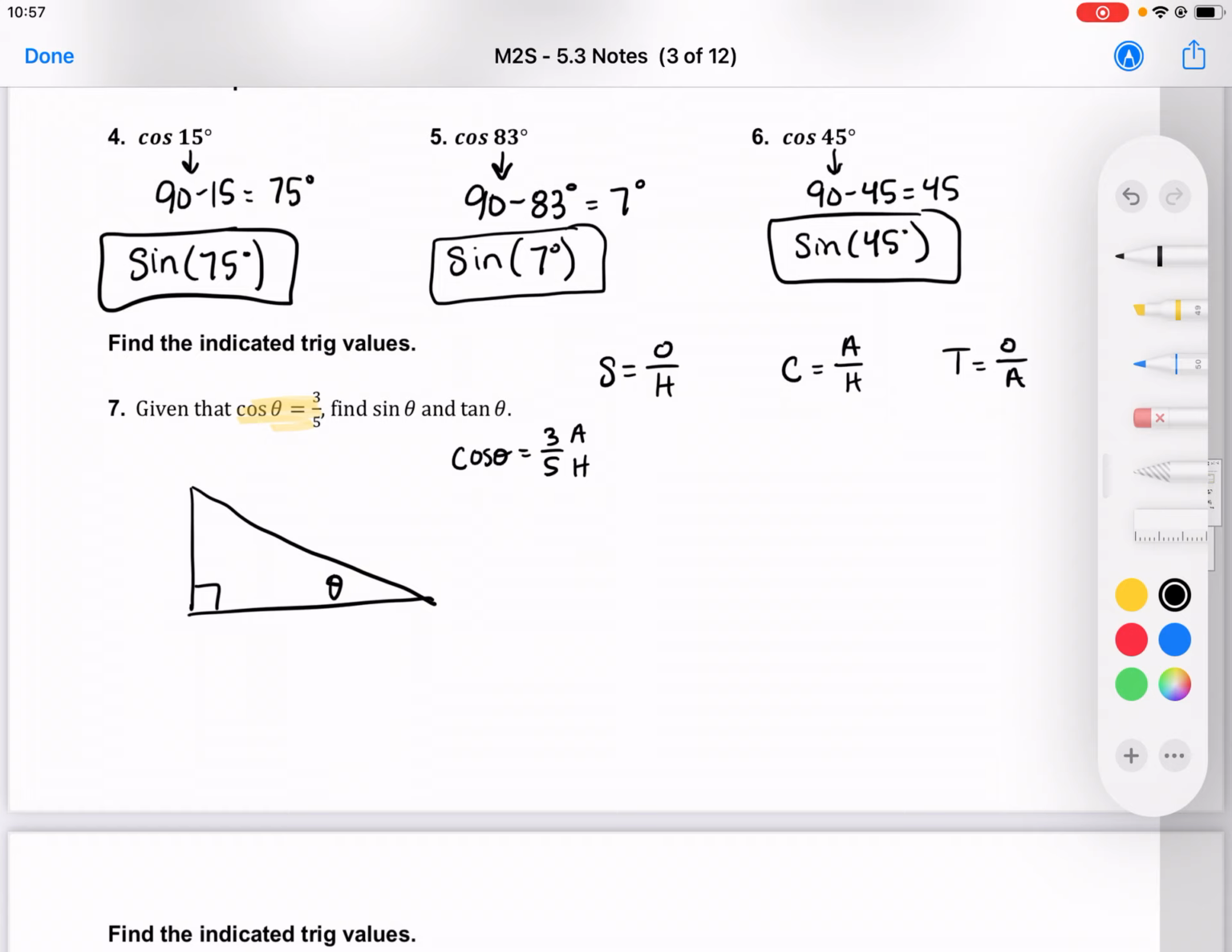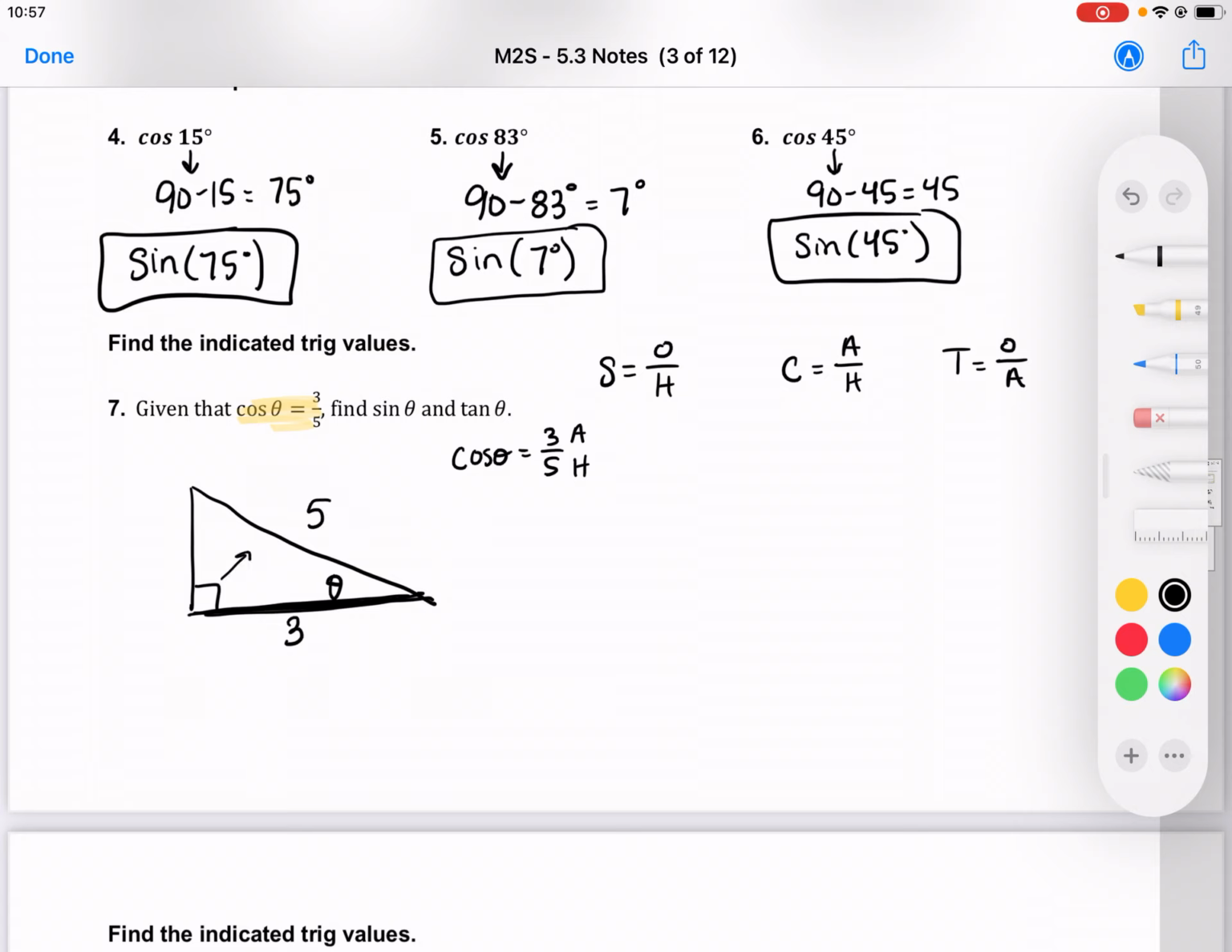So I'm going to go ahead from this angle. I'm going to go to the adjacent. Oops, I put the opposite side. So adjacent side, that's the one touching the angle. And then the hypotenuse is always across from the right angle, so over here. So I'm going to put that as 5.